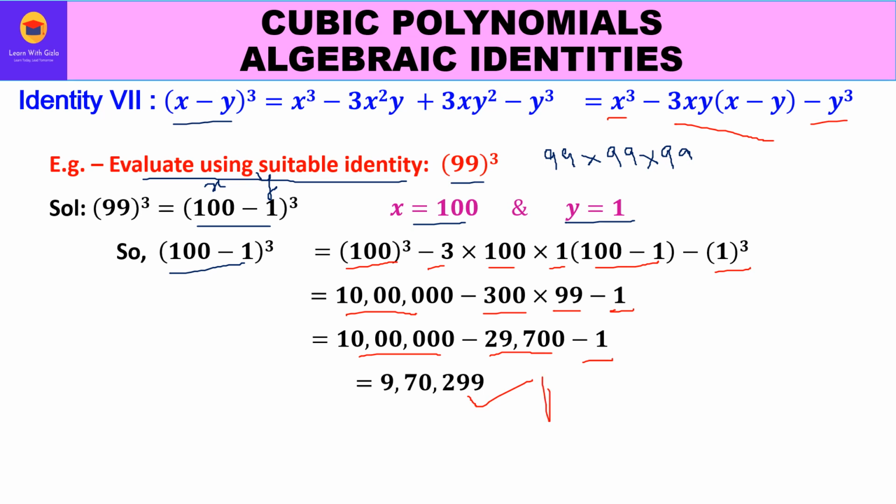This is the product. And what was this? These were the factors. These were the factors. This is the product. Or you can say in terms of identity, this is your left hand side and you have got the right hand side. So you started with the left hand side and you reached the right hand side. That means you calculated the product. This is how we evaluate using a suitable identity.